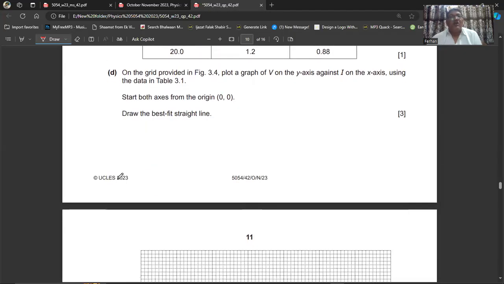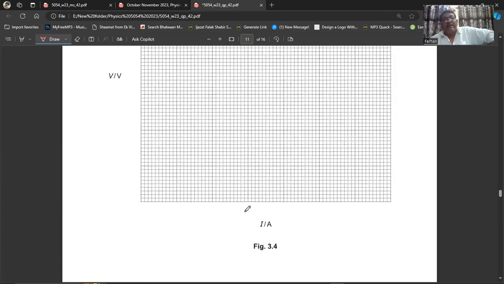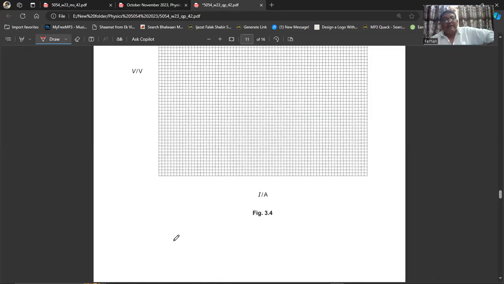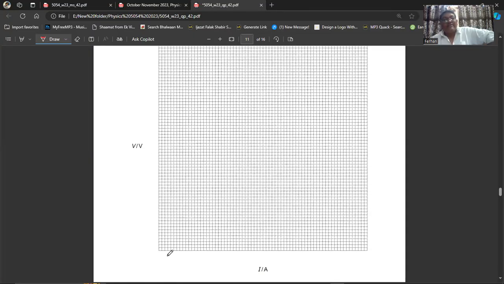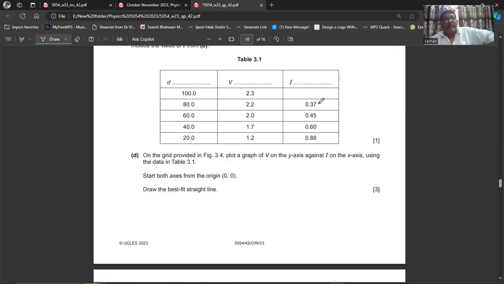Okay. Then he says, on the grid provided in figure 3.4, plot a graph of V on the y-axis against I on the x-axis using the data in table 3.1. Start both axes from the origin. Draw the best fit straight line. Okay. So here that graph is given. I will be on the x-axis and V will be on the y-axis. We have to start it from 0, 0. So our I value is going from 0.37 to 0.88, and the V value is going from 1.2 to 2.3.